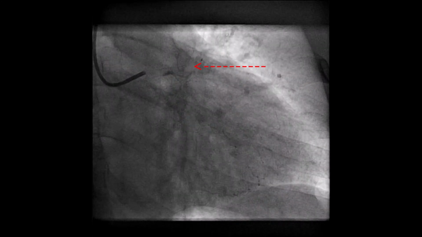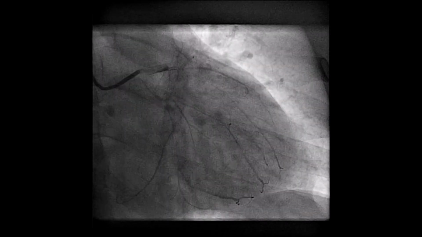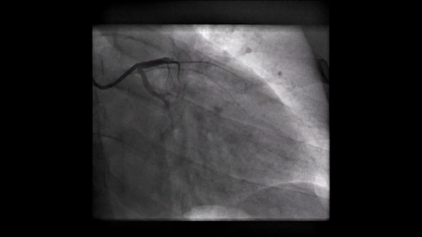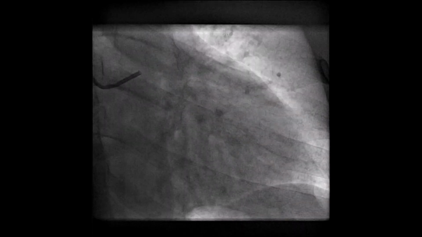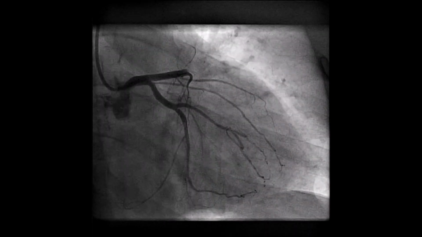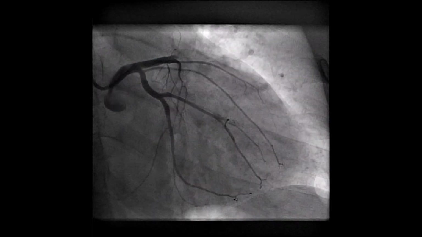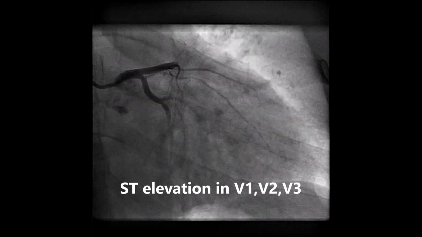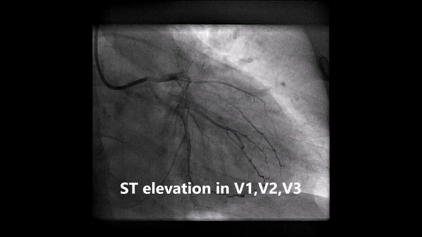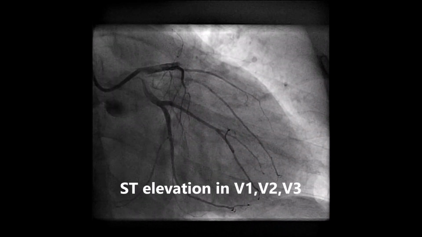This tells us that a complete obstruction of the anterior descending artery exists, and so the contrast is not able to fill the distal blood vessel bed. This should not surprise us, because the closure of the anterior descending artery was expectable due to the electrocardiogram disturbances previously described, which correspond to the ST segment elevation on anterior leads V1, V2, and V3.